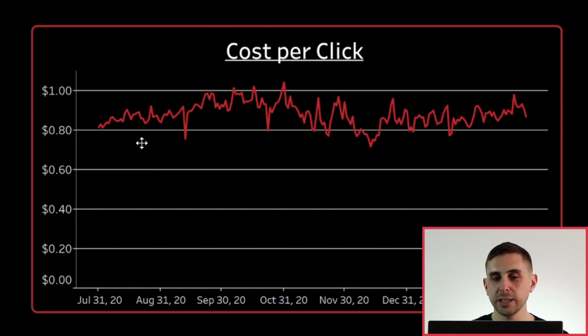All right, so here's a look at the average cost per click, and you can see that it's been fairly steady throughout the year. We're averaging at around 90 cents, and there have been some peaks above $1 and some valleys below 80 cents, but overall, it's been fairly steady throughout the year.